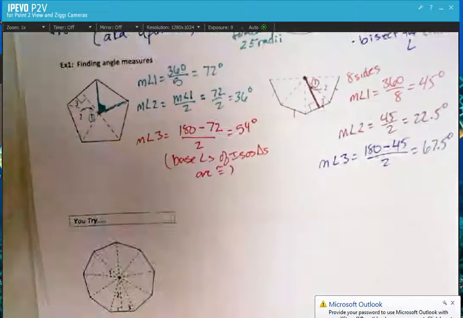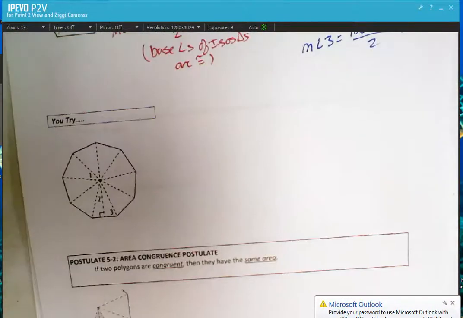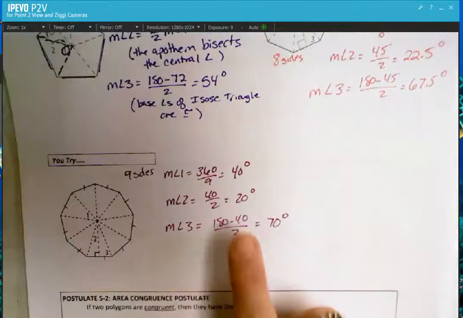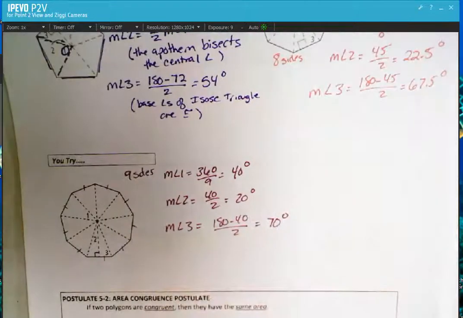Alright, you should pause the video, try the next one, find those angle measures, and then come back and check your answers. Okay, there are your angle measures for your practice problem.